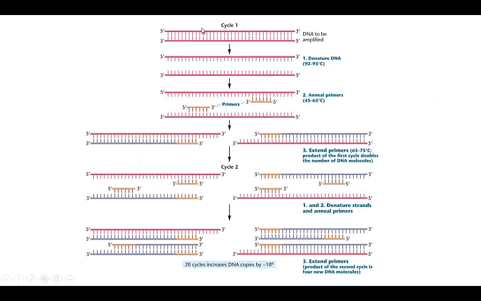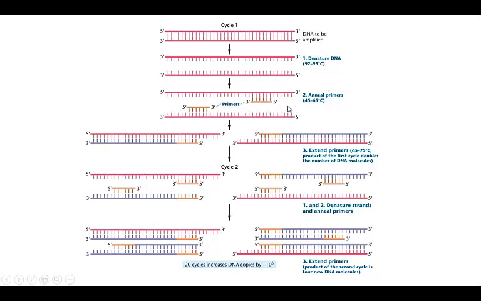So it starts out, cycle 1, you've got your DNA that you want to amplify. You denature it. The way that you do this is you heat up the DNA to about 95 degrees Celsius or so. This will cause the hydrogen bonds between these two strands of DNA to break.